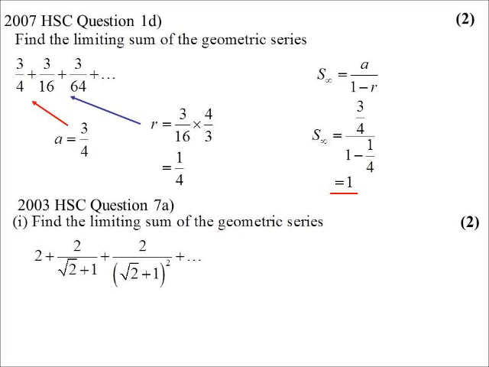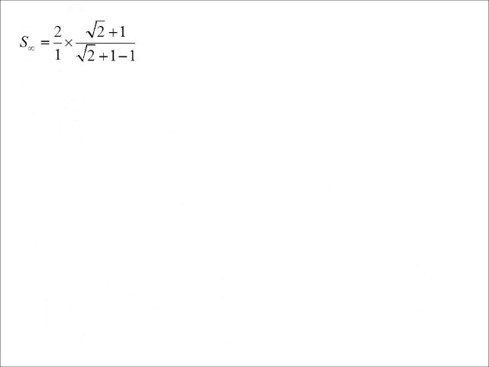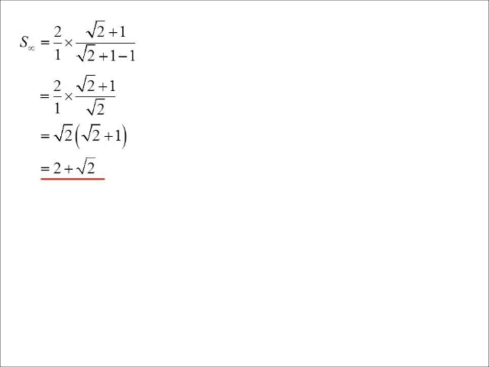Okay. Here's a question, also on limiting sum, but you notice the first one was question 1. This one appeared in question 7. Reason being, a little bit harder, you would think. It's still fun, the limiting sum. Question's exactly the same, but look what they did. Surds. Ooh. A is 2. The ratio is 1 on root 2 plus 1. So A on 1 minus R. Ooh, messy. There we go. Let's play around with it. And eventually we get 2 plus root 2.